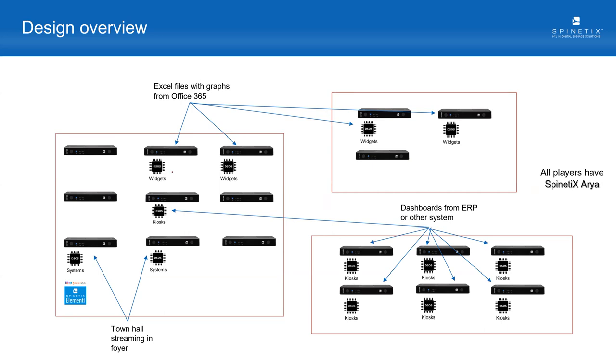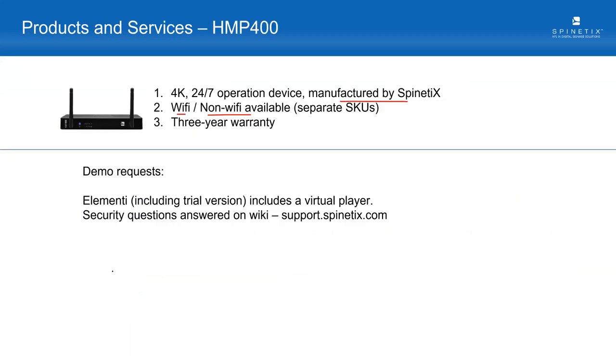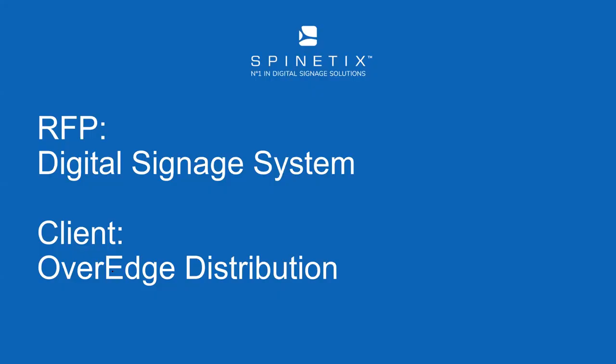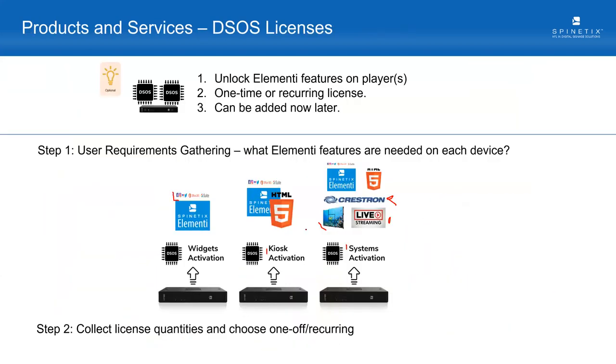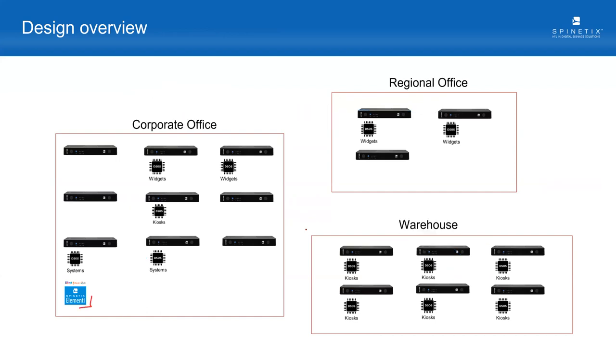And then over here in the head office, there are some more of these screens that are doing general content just with the SpinetiX ARYA license. But they wanted 2 screens to be able to show that internal video. If you remember right back in the beginning, when we looked at the RFP, there was a request for company-wide events. Whenever I see that, I think that's a town hall. This is a company where perhaps it's part of a bigger organization and they want to have everyone gathered around watching something about the company. Well, that's what these are for.